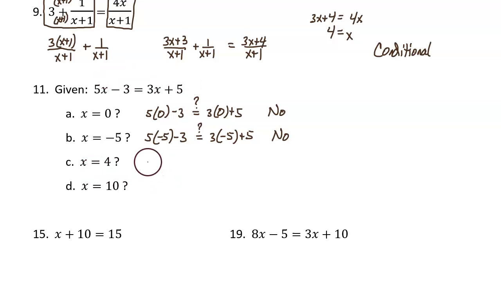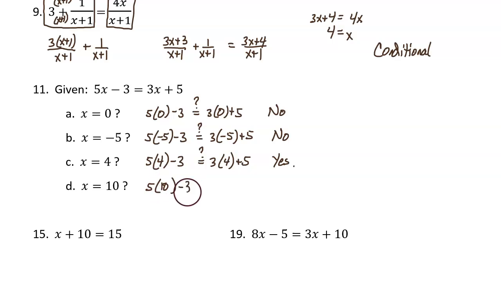Now let's try x equals 4. 5 times 4 minus 3. Does that equal 3 times 4 plus 5? This makes 20 minus 3, which is 17. And this is 12 plus 5, which is 17. This is yes. Now let's try when x is 10. This is 50 minus 3, which is 47. And this is 35. The answer is no.